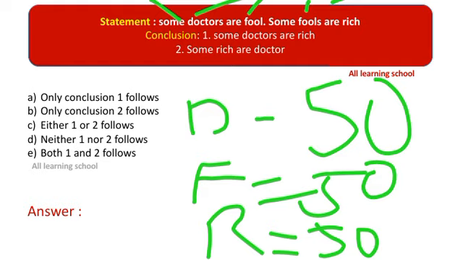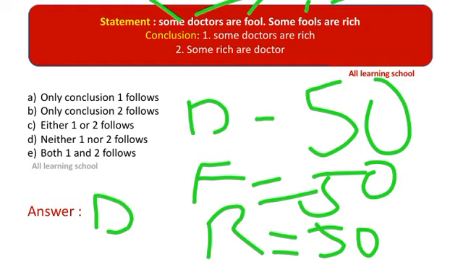Fool is 50 in the first statement, fool is 50 in the second statement, so it cannot be merged, because fool is not 100 in either of these two statements. So when two statements cannot be merged, no conclusion will be followed. Note it down: when two statements cannot be merged, no conclusion will be followed. So the correct case will be neither one nor two will be followed. Correct answer will be delta. Neither one nor two will be followed.